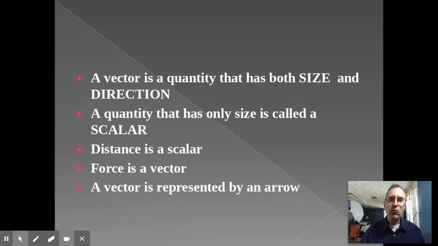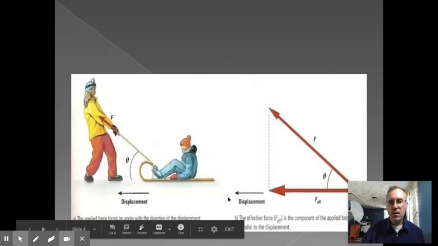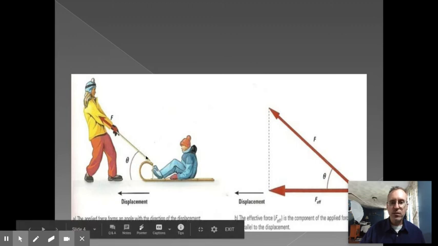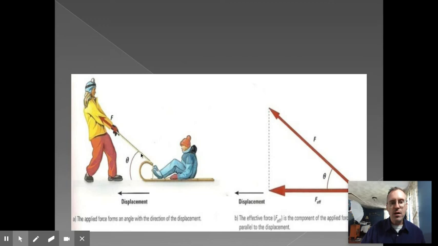A vector is represented by an arrow. So here are pictures of vectors. Here's a force vector right here. Here's a kid on a sled, and mom is pulling the kid on the sled. So here she is pulling.